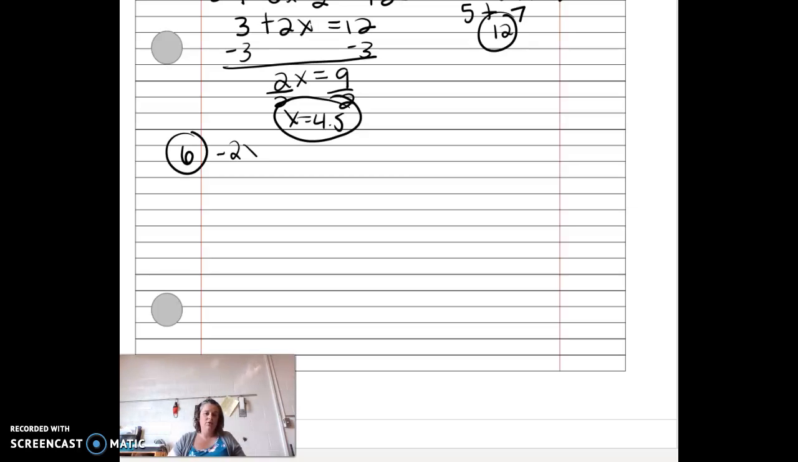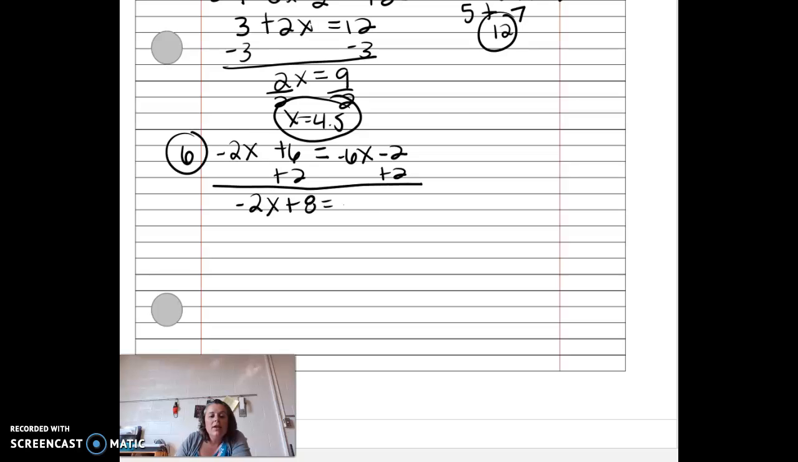Let's try negative 2x plus 6 equals negative 6x minus 2. Let's get rid of our negative coins. So I'm going to add 2 coins. This leaves me with negative 2x plus 8 equals negative 6x. I'm not going to get rid of the negative 6 because then I'm left with nothing on the right-hand side. So I'm going to do plus 2x on both sides. So you have 8 equals 4x. 8 has to be split evenly 4 ways. So you get 1x equals 2.